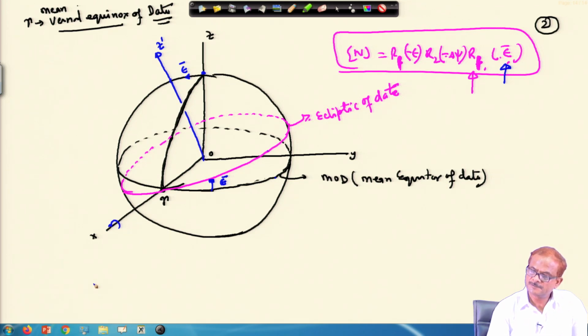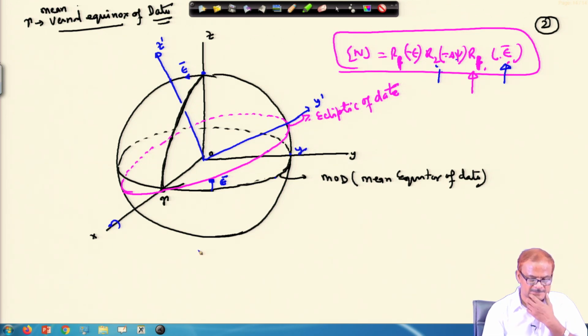The next rotation is given by minus delta psi, and that is about the 2 axis. If we rotate about like this, the y axis will go and get here in this place. So this is your y prime and this is y, the y direction.